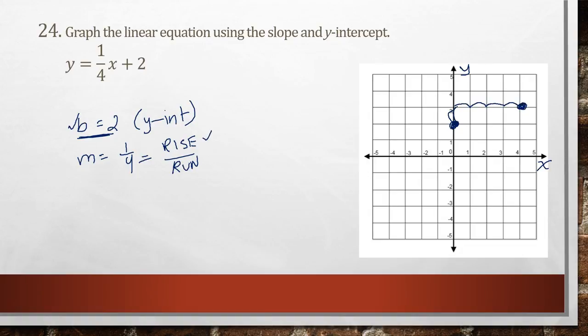After you do both rise and run, you need to wait until you've completed both steps to draw your point. So now we go ahead and we draw a line through these 2 points. And that would be our graph of this linear equation.